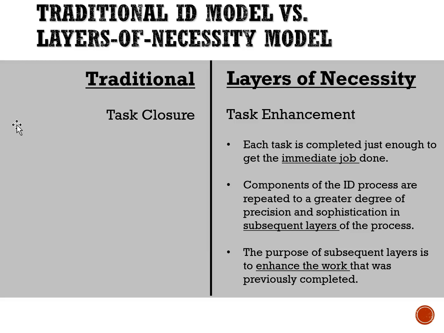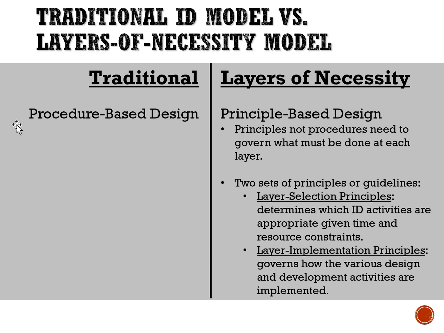And this may mean that components of the instructional design process are repeated to a greater degree of precision and sophistication in subsequent layers. So you may, for instance, complete some aspects of goal analysis in layer 1 and then are able to really delve into subordinate skills analysis and some of the more time-consuming aspects in further layers. The purpose of the subsequent layers is to enhance the work that was previously completed. So you may have found this as you've been working through the Dick and Carey model. You would do some of the essentials first, and then as you had more and more time, you could then enhance that work and go deeper and more developed.